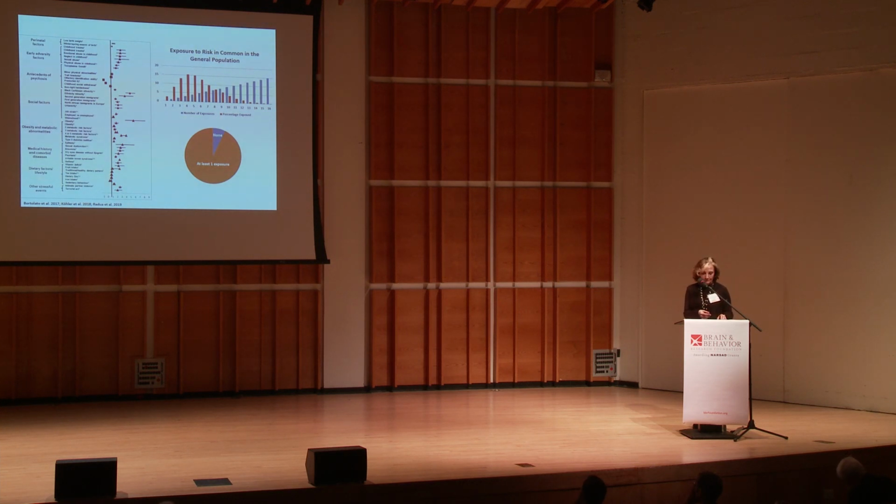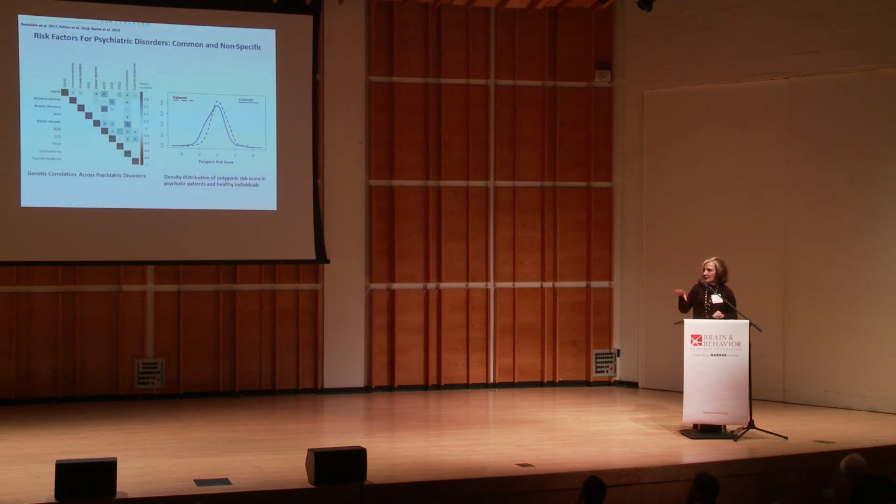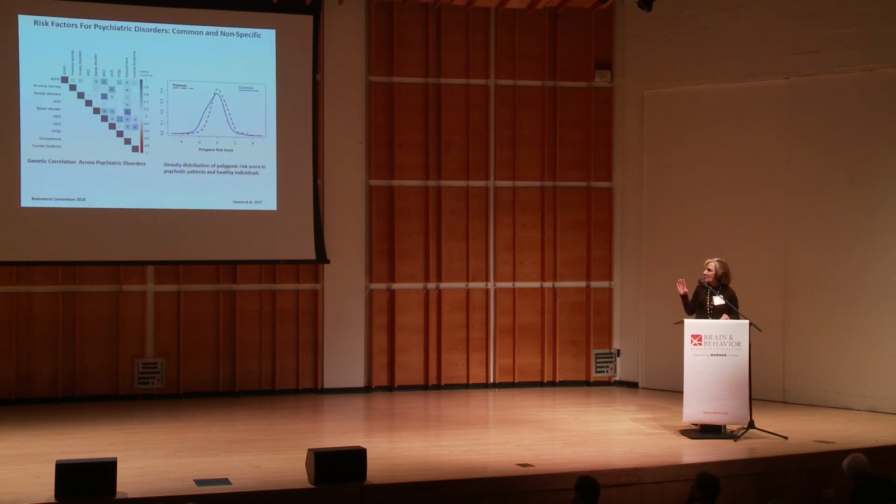adverse mental health outcome. In addition to this type of psychosocial risk factors, we have identified a number of genetic risk factors, and this is what is shown here. Again, there is very little specificity when we look at the common genetic variation for any particular psychiatric disorder. And that's what is shown in the diagram on the left of the screen, which shows the degree of correlation in terms of genetic risk architecture between different psychiatric disorders.